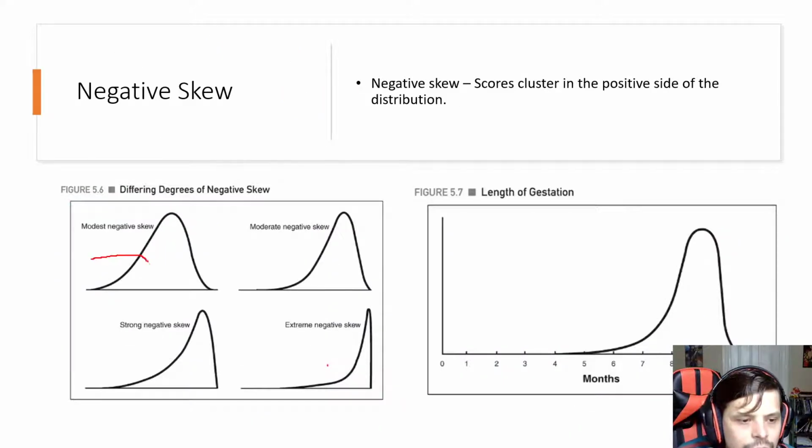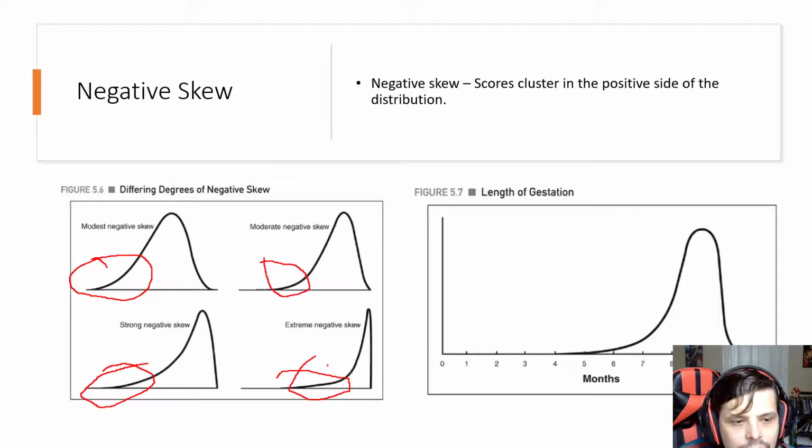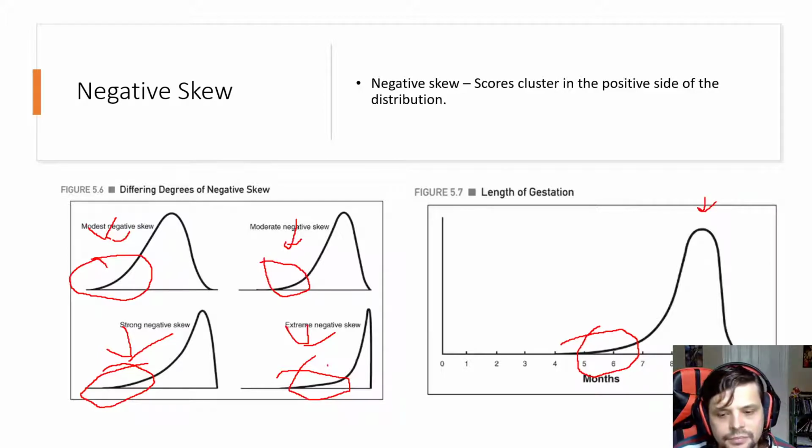Here are your negative skews. It's the same deal, except negative. It means the tail falls on the negative side, like so. Pregnancy is an example of a negative skew because most of the time these things fall right here. Most pregnancies last 9 months, but sometimes they last over 10 months, and sometimes you get premature babies. Negative skew.